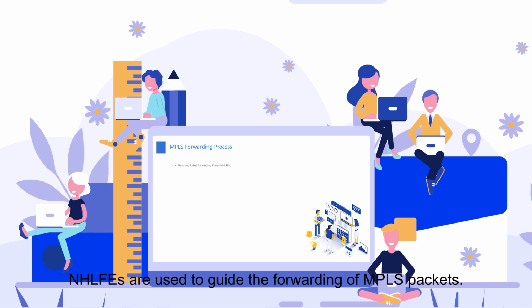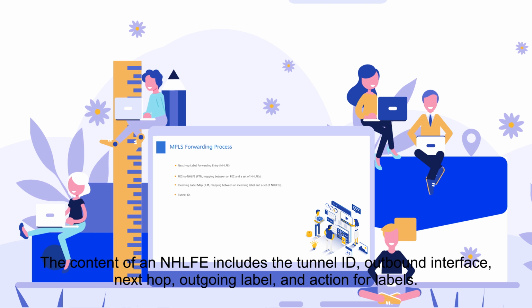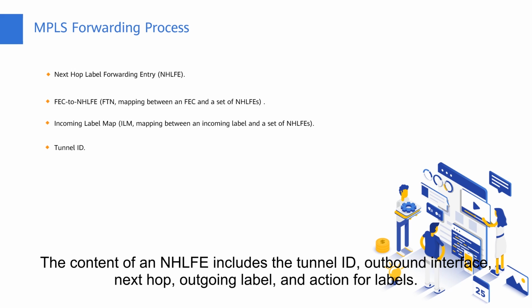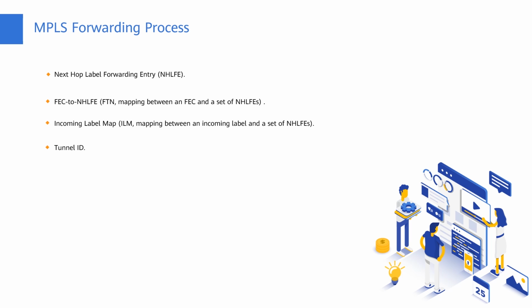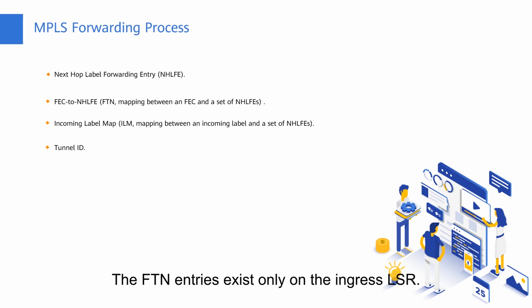NHLFEs are used to guide the forwarding of MPLS packets. The content of an NHLFE includes the tunnel ID, outbound interface, next hop, outgoing label, and action for labels. You can obtain detailed FTN information in the entries whose tunnel IDs are not 0x0 in the FIB. The FTN entries exist only on the Ingress LSR.